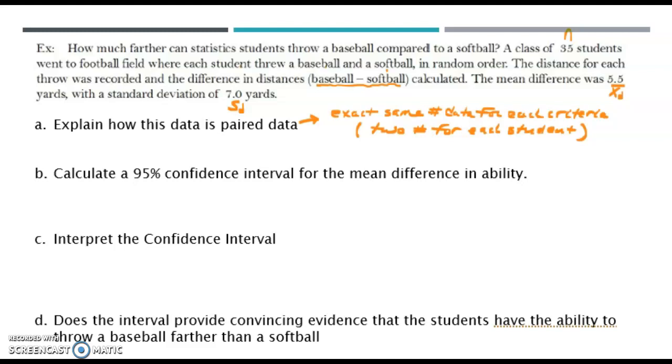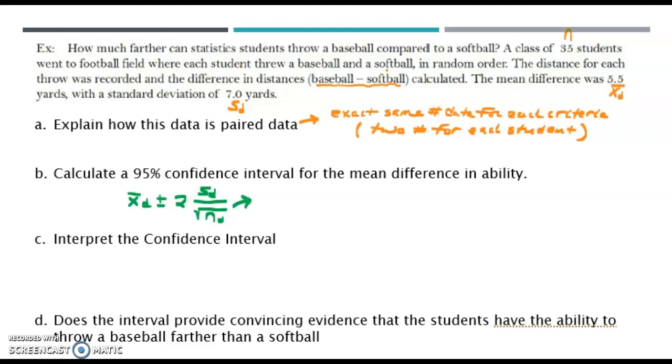I'm going to change this over to green. So let's go to the formula. We've got our observed mean difference, whatever that is, plus or minus, for the 95% confidence interval, a 2 right here times a fraction. On top is going to be the standard deviation of the differences, and on the bottom is going to be the square root of the number of students we have. All right, so let's plug all this in.